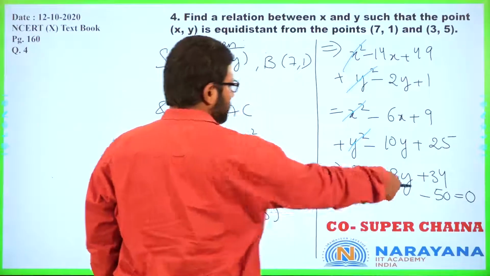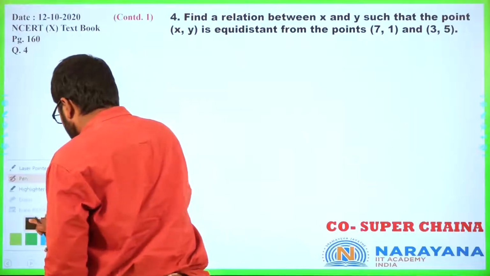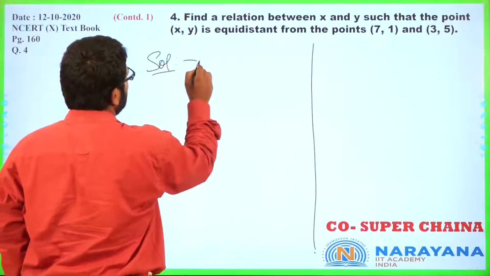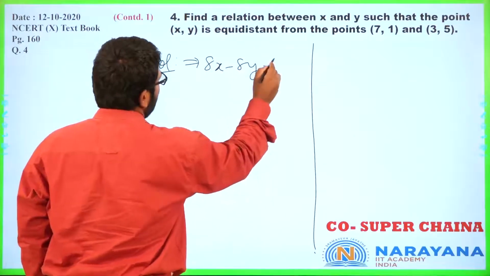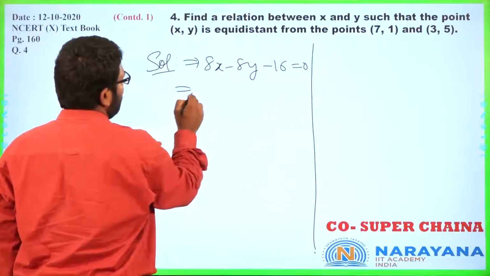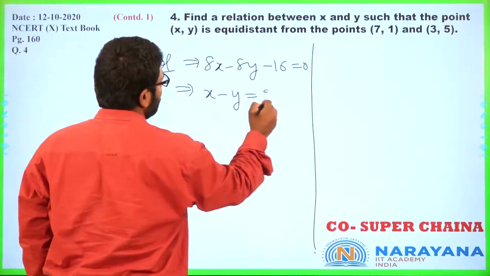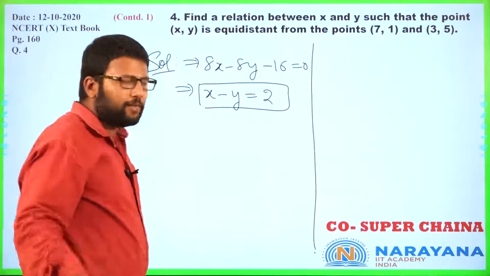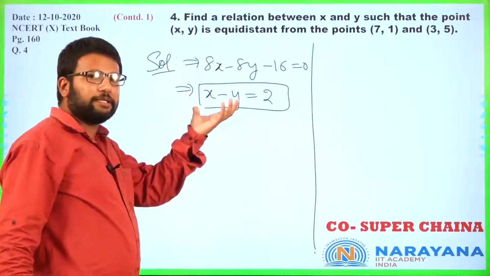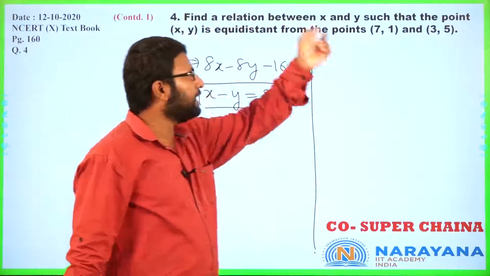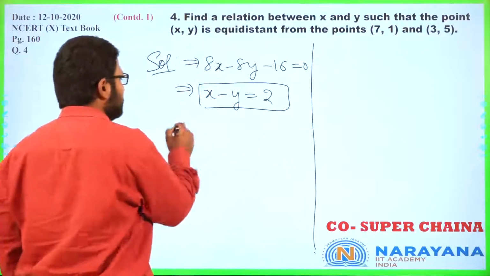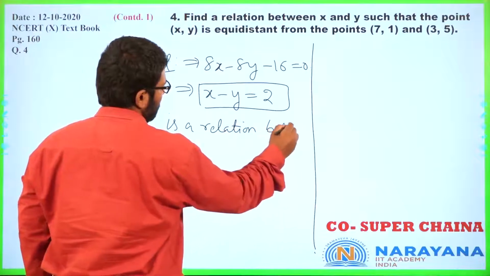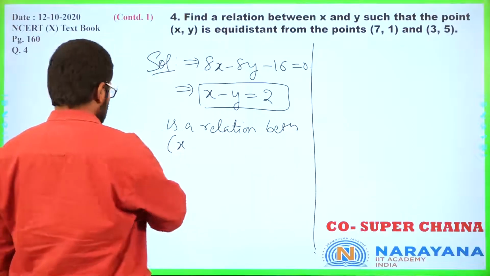Right? This is minus 16, which means what we have is 8x minus 8y minus 16 equal to 0. Divide by 8: x minus y equal to 2, right? Minus 2, take it to the other side, plus 2. Now this, what is this? How do you know this is the answer? Because they are only asking for a relationship between x and y, right? So this is a relation between x and y.